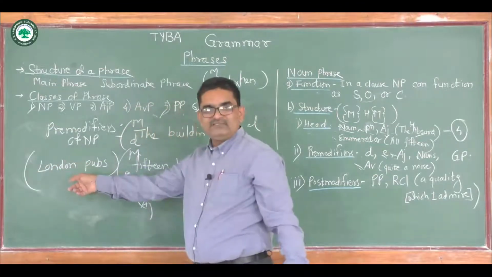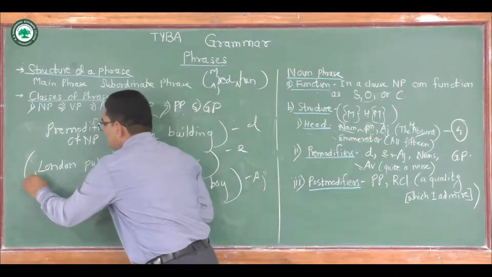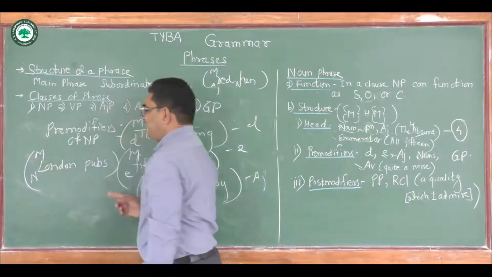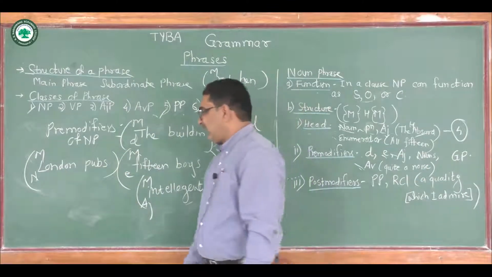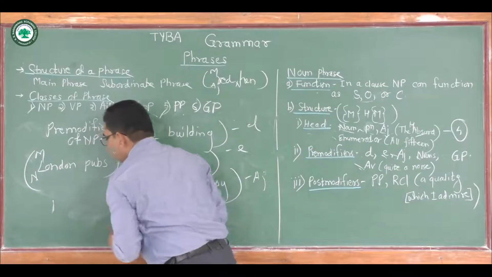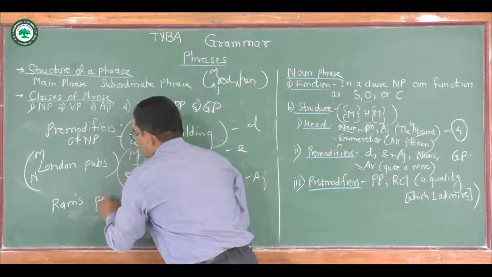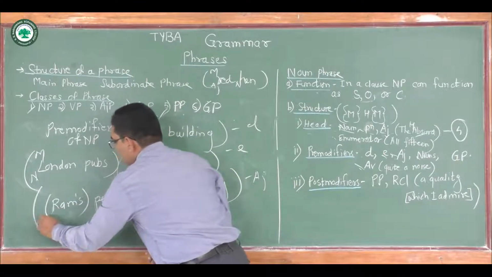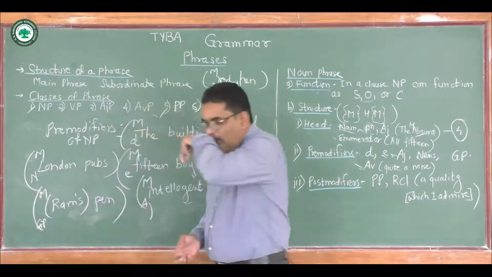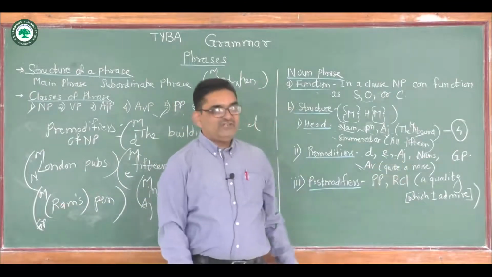So London pubs. London is what? It is a pre-modifier. Pubs is the head word. So this is a modifier again. What is it? It is a noun. Next we may say genitive phrase. Ram's pen. Ram's is what? It is a genitive phrase. And what does it function as? Pre-modifier. So it functions as a pre-modifier, genitive phrase.